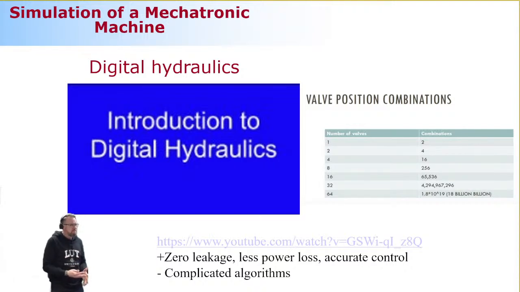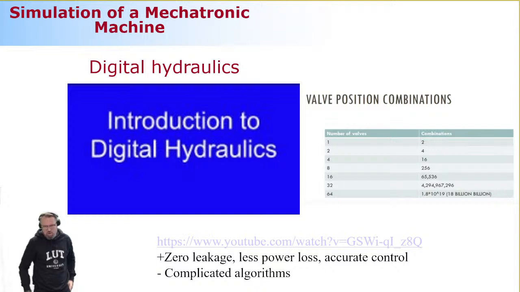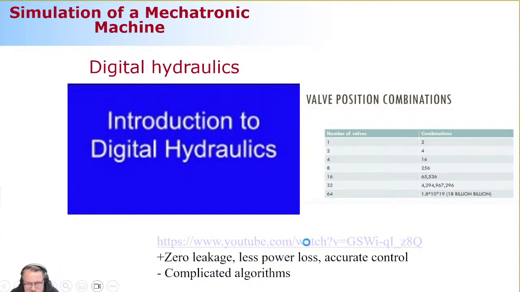So the valve itself, okay. They said that the promise is zero leakage and accurate control. Yeah, I can believe that, but I don't see that as a big benefit. But the big benefit today, when we are very concerned about energy consumption, is that it allows you to optimize your energy consumption. That seems to make quite a bit of sense. And they say that the drawback is the complicated algorithms. For sure, it's complicated algorithms. If you take this all the way to the pump, it is no longer a very simple system. But let's see if we can take a look at the YouTube animation, the YouTube video about digital hydraulics.